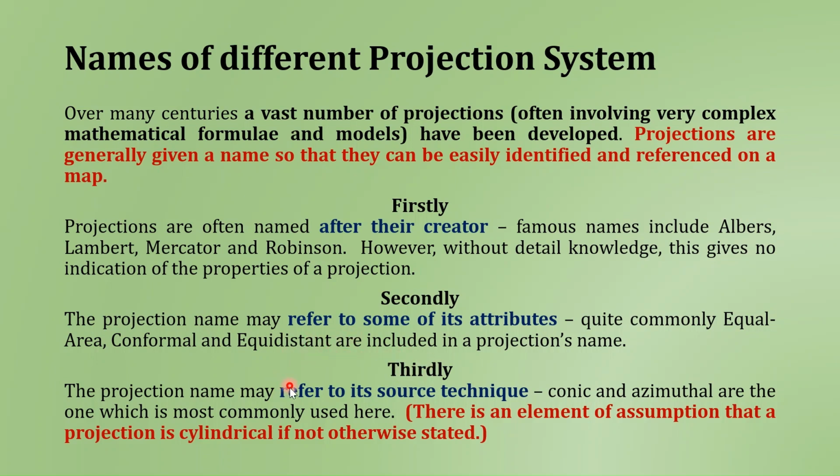Thirdly, we may also have projection names referring to the source technique. For example, it may be conic or azimuthal, which are most commonly used in the name of the projection system. But if the name is not mentioned, there is an assumption that the projection is cylindrical.